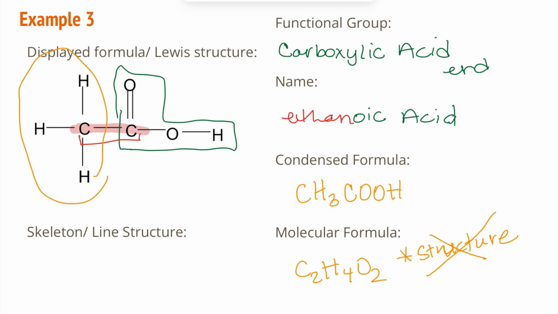Doing our skeleton or our line structure, here's my line that represents my 2 carbons. We'd usually do those at angles because we do those as a zigzag. And then this is going to have an oxygen double bonded and an OH. So it kind of looks like that branch. We've got the double bond here and then that branch of the OH off that second carbon.